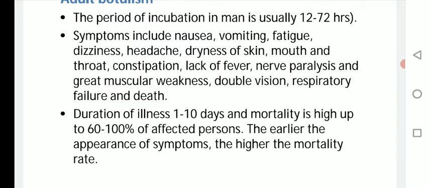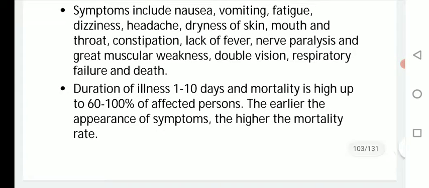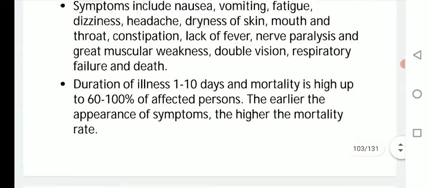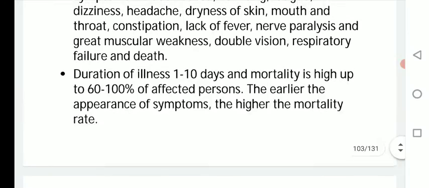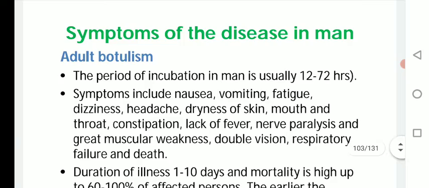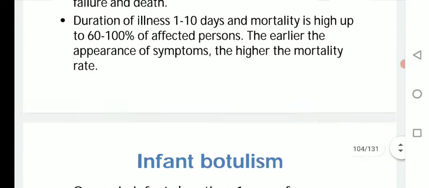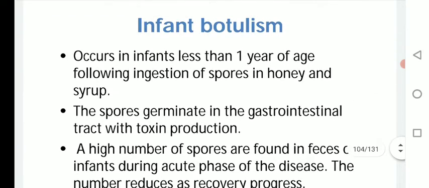And duration of illness, it may last for 1 to 10 days, and mortality is high in case of this particular intoxication, and it constitutes almost 60 to 100% of affected persons, and the earlier the appearance of symptoms, the higher the mortality rate. So these are details regarding intoxication, that is adult botulism, and then next is infant botulism.